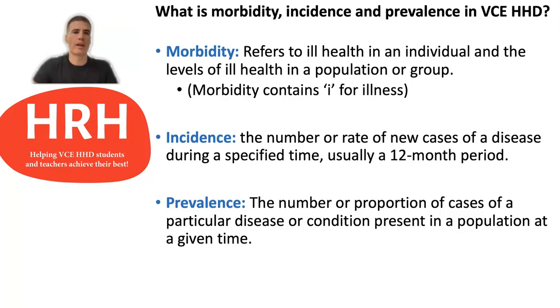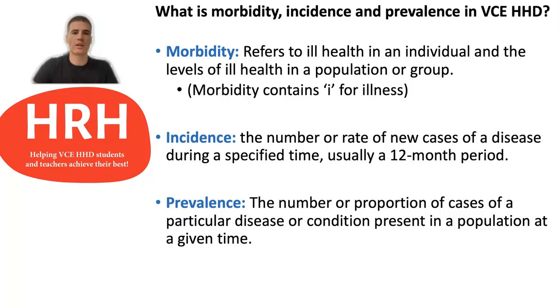You might remember that within mortality there's an A, which can help you remember death. When thinking about morbidity, there's a couple of I's in morbidity, and that can help you remember the I in illness, just in case you get those confused sometimes. And as I said, morbidity is linked to these two other health status indicators, incidence and prevalence.